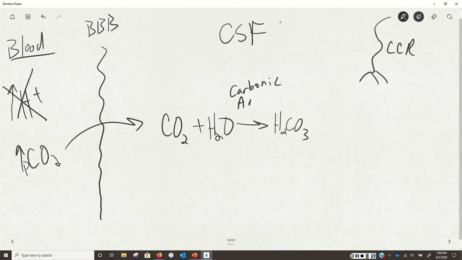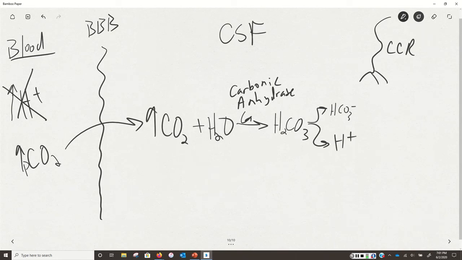Carbonic anhydrase. The same enzyme that was in the erythrocytes. And it causes this to happen really, really fast. So not only is the CO2 in the blood able to cross the blood-brain barrier, it really, really quickly is converted to carbonic acid, which dissociates into bicarb and H+. And if there was more CO2, then there's more H+. Or if there was less CO2, then there will be less H+.